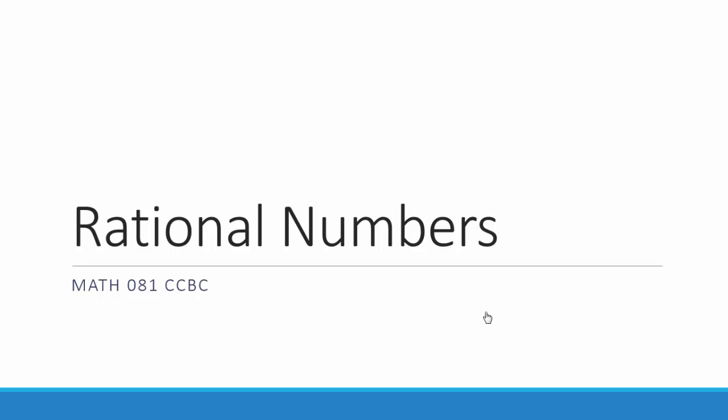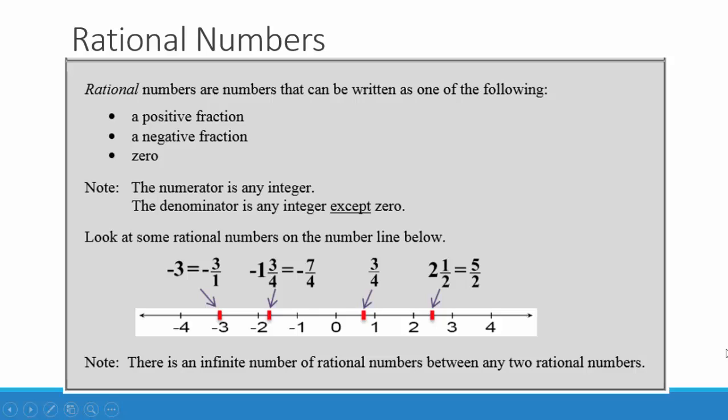In this video, we will discuss rational numbers. Rational numbers are numbers that can be written as one of the following: a positive fraction, a negative fraction, and 0. Note, the numerator is an integer, and the denominator is any integer except 0. Here are some rational numbers on the number line.